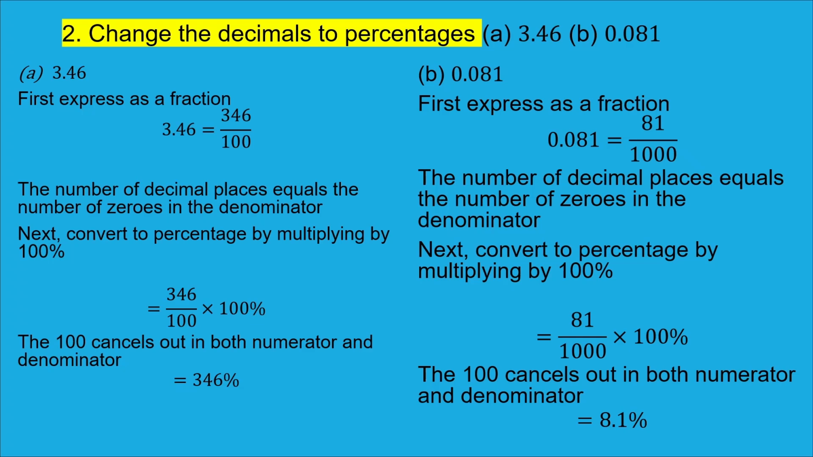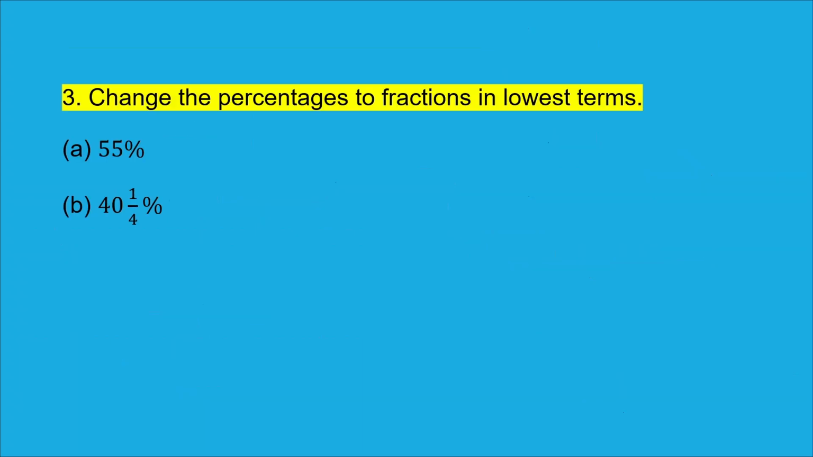Part B, first express as a fraction, and that is 81 over 1000 because the decimal places are 3, therefore 3 zeros. And convert to percentage by multiplying by 100, then the 100 cancels out in both the numerator and denominator and you end with 8.1%. What are your thoughts on number 3?